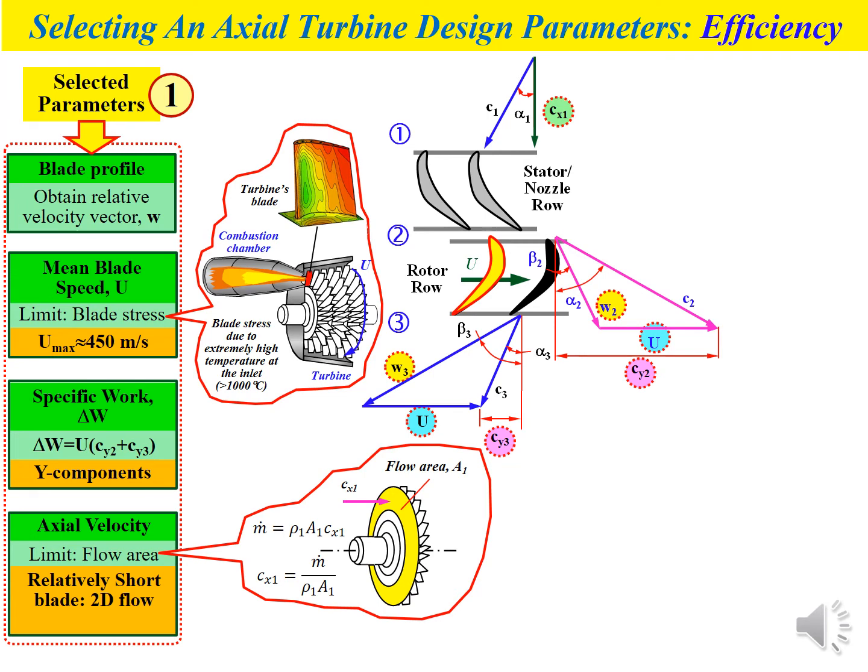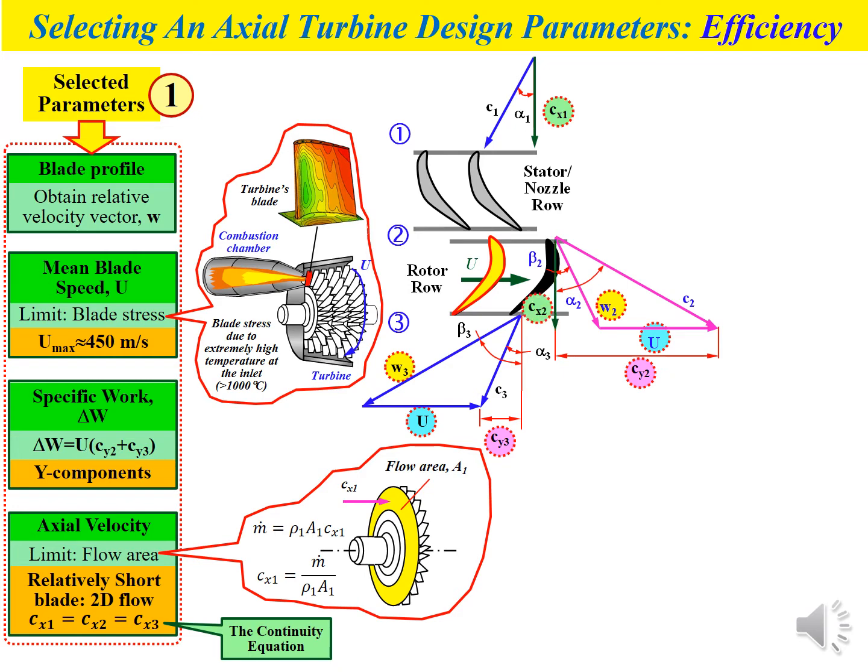For a relatively short blade, in terms of rotor blade height, we can implement the two-dimensional flow condition, where we assume that the axial velocity throughout the turbine is constant, so we have Cx1 equal to Cx2 equal to Cx3. This relationship is based on the continuity equation that we have learned before. Okay, so that's the selected parameters.